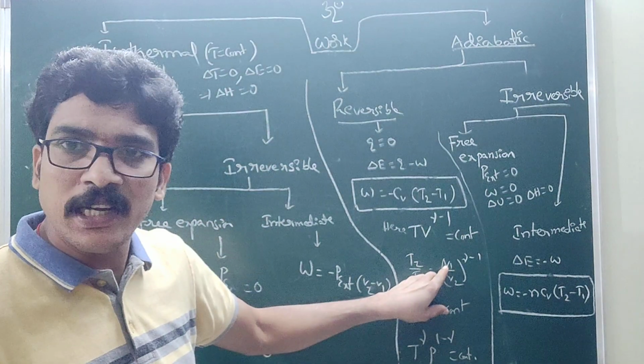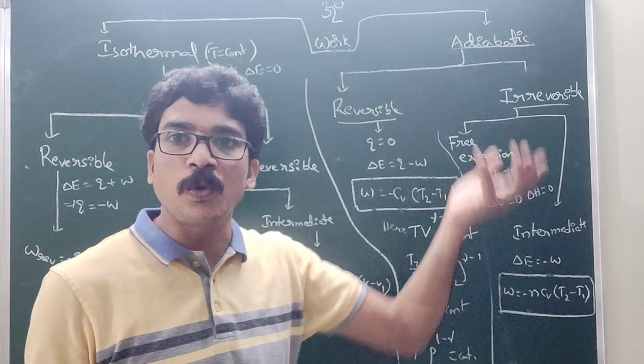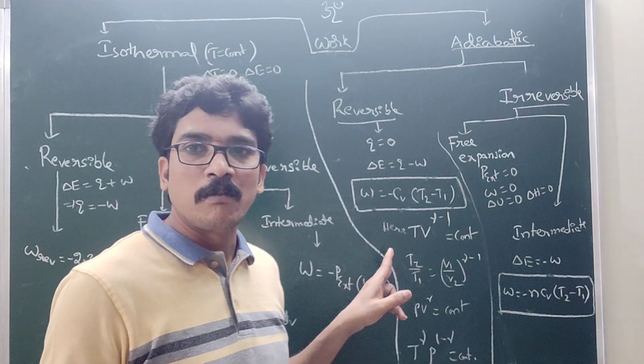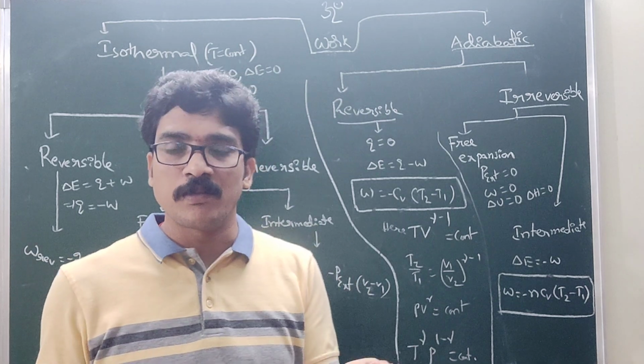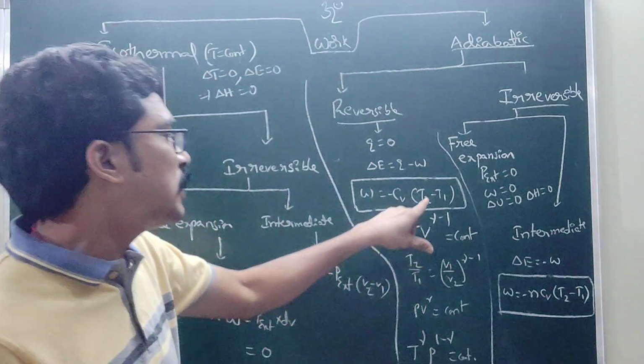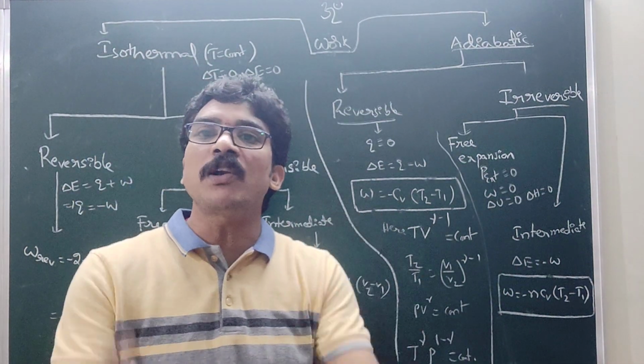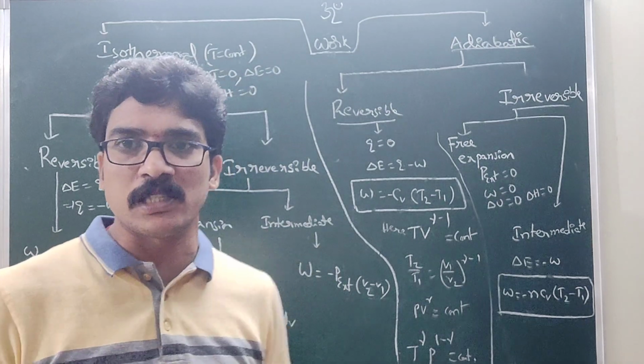T2 by T1 is equal to V1 by V2 whole power gamma minus 1. Suppose V1 value is 1 liter and V2 value is 4 liters. Then 1 by 4 whole power gamma minus 1. By using this data, find T2. Substitute that T2 value in this expression, then you get the work done. That is the very important calculation in the adiabatic reversible process.